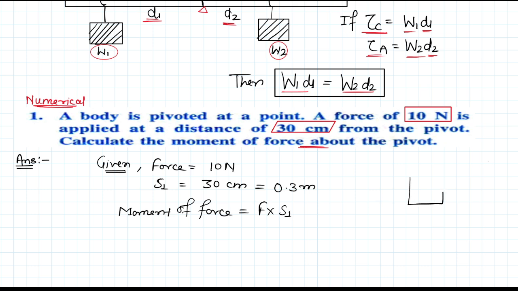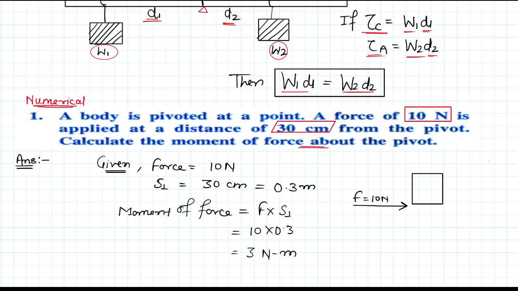So here consider this a body, and we are applying the force equal to 10 Newton. So 10 Newton into 0.3 meter equal to how much? 10 into 0.3 equal to 3. So here we have 3 Newton meter.